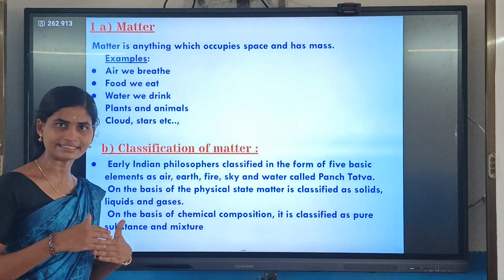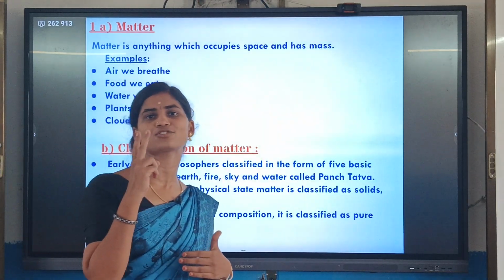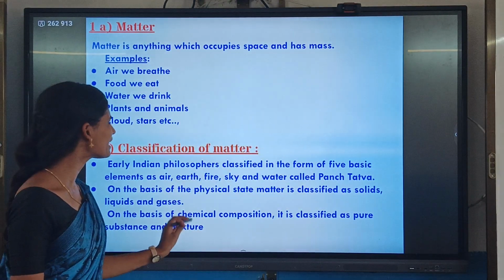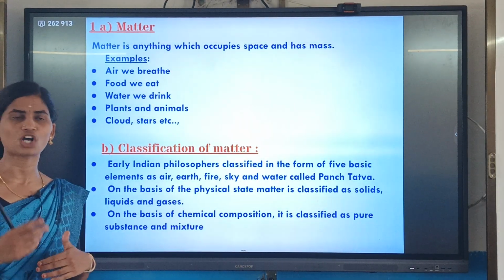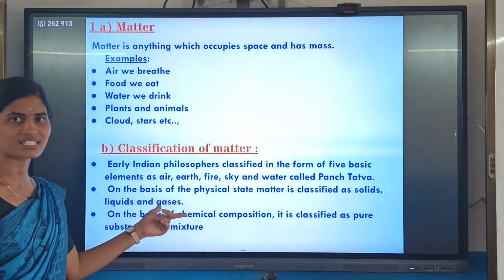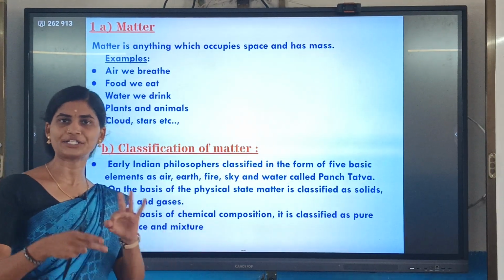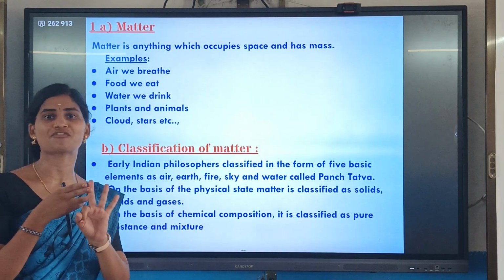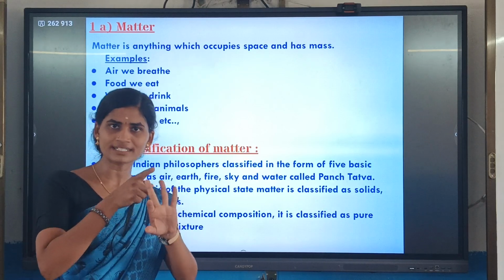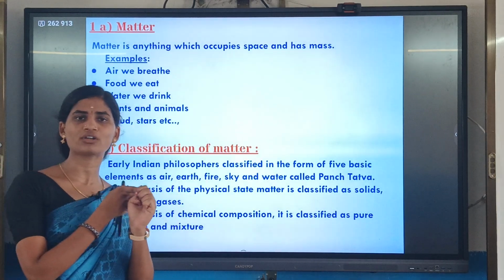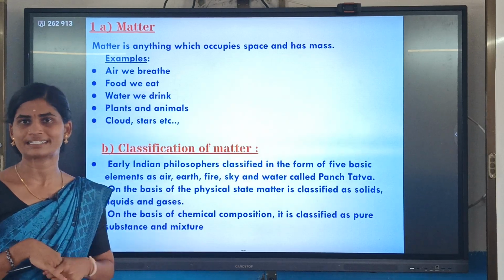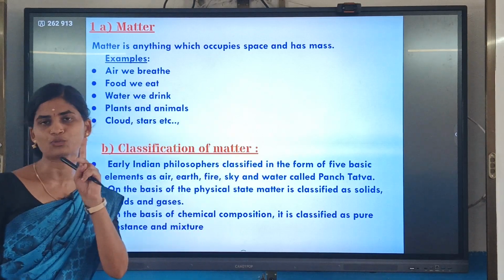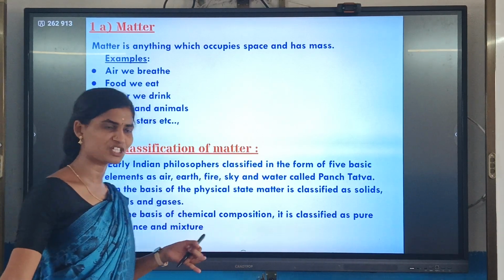In modern days, scientists classify matter on two bases. The first one is the physical state of matter. The second one is chemical composition. On the basis of physical state, matter can be majorly classified into solid, liquid, gas. That is not a classification, it is a state of matter. The three major states of matter are solid, liquid and gas. There is a fourth kind of matter called plasma. On the basis of chemical composition, we can classify matter into two: pure substance and mixture.